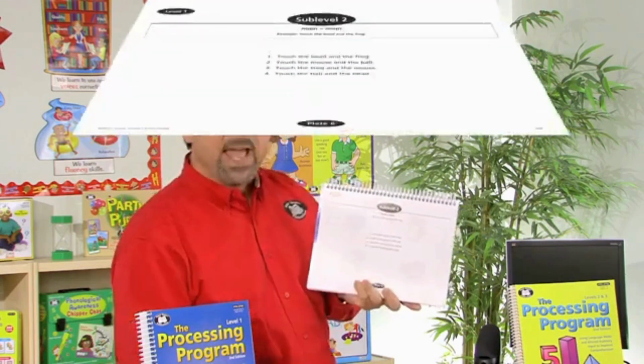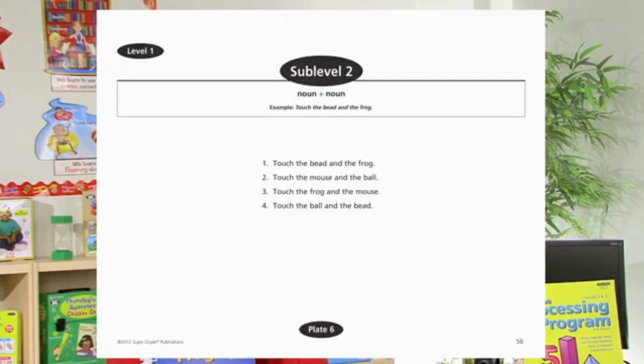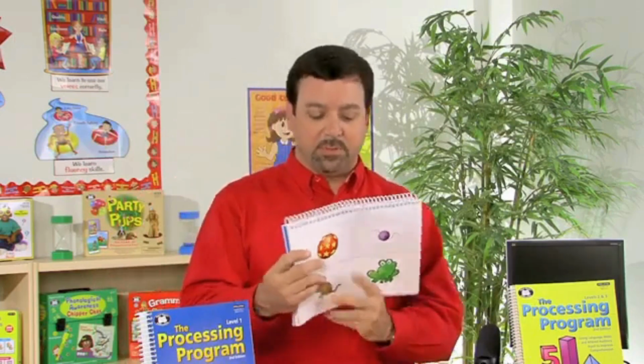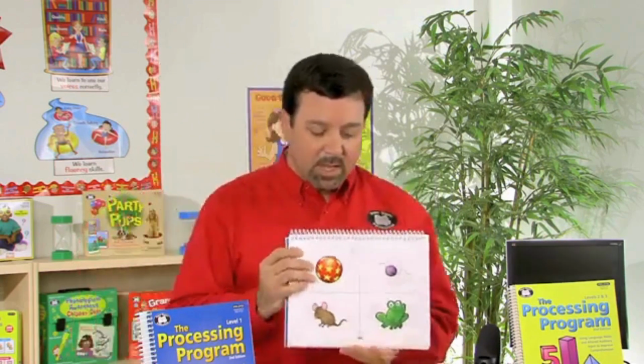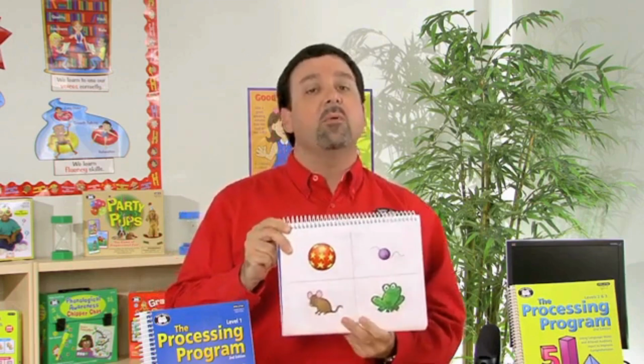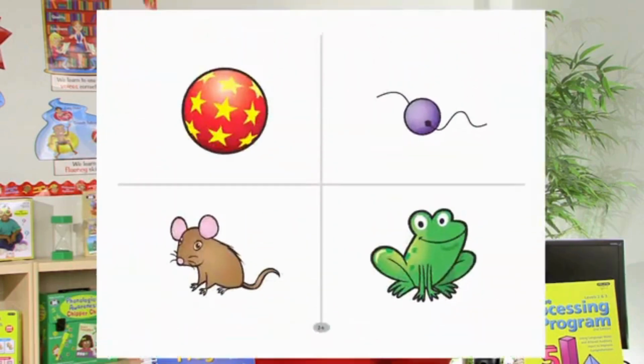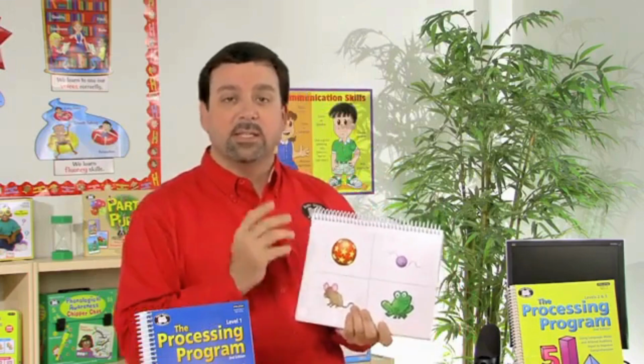So in this case, it will be noun plus noun, and an example will be touch the bead and the frog. So once we've started with the example item, now we're ready to work with the student on our stimulus items. And of course you see those are going to be listed 1, 2, 3, and 4 on the clinician side of the page. Now the student will look at the 4 different pictures and then we'll ask the prompts. Touch the bead and the frog. Next, touch the mouse and the ball. Touch the frog and the mouse. Touch the ball and the bead. And this will be a way that the students will listen to the different instructions and of course respond accordingly.